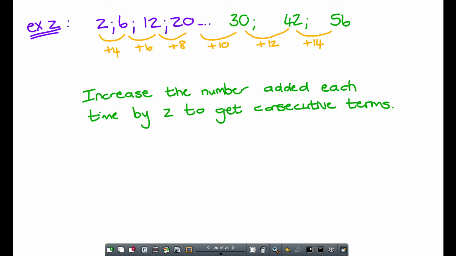Okay. Now the next part that you're going to do is instead of giving you a number pattern, I'm going to give you pictures. And then for you, you will think, number pattern, and then maybe pictures.